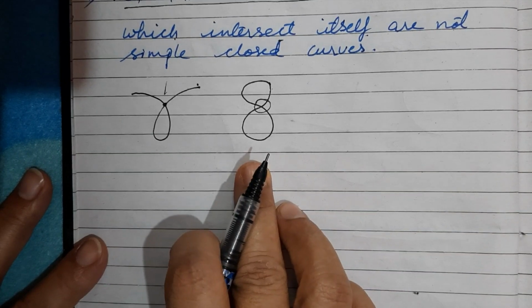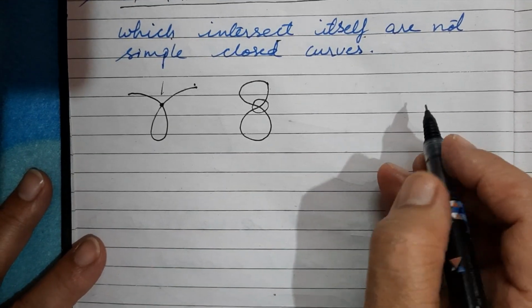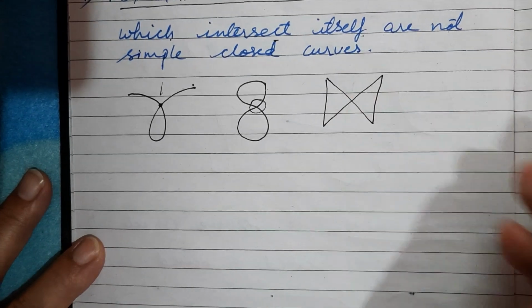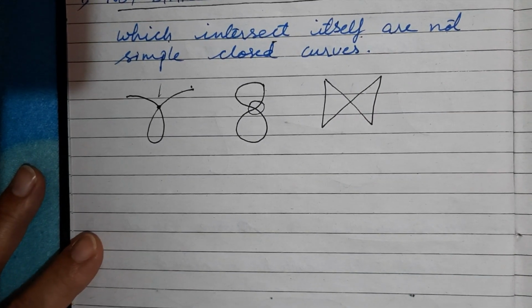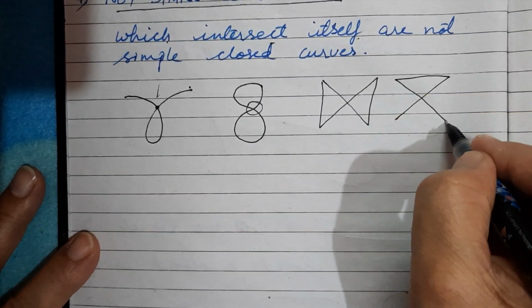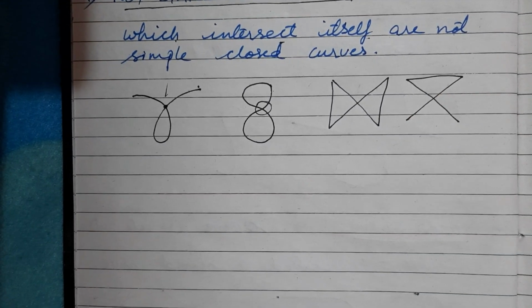Whether it looks closed or not, it is not a simple closed curve. This figure is also an example of not a simple closed curve. This is also an example of not a simple closed curve.